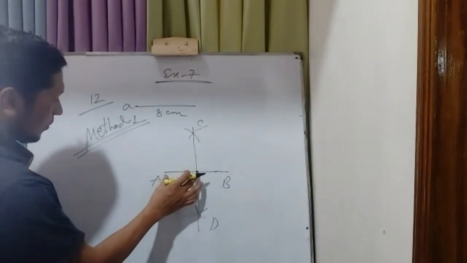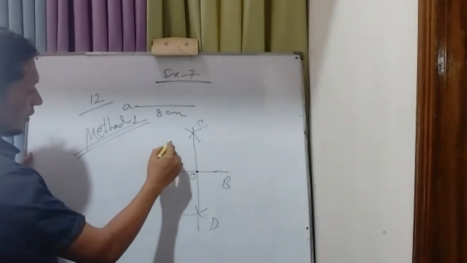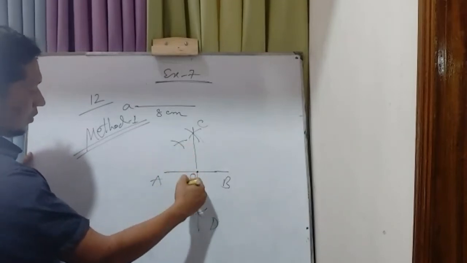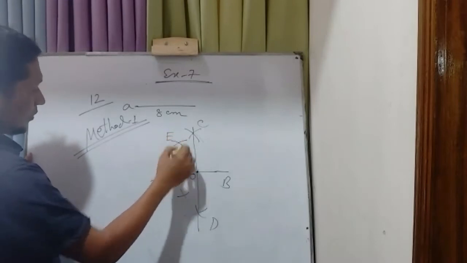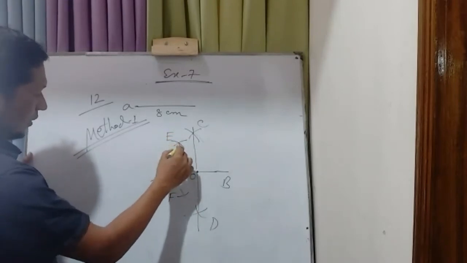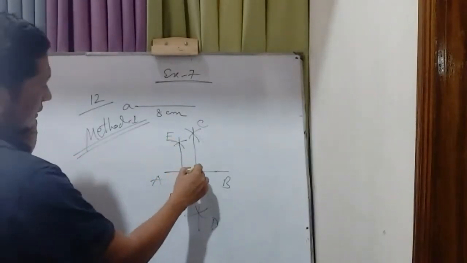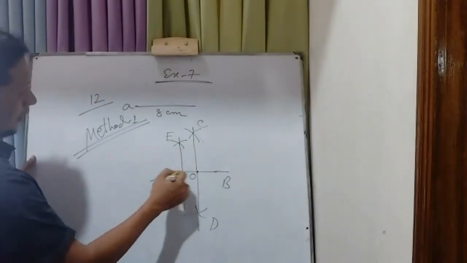So, to bisect AO, what do we have to do? Centering at A and taking radius equal to AO or more than half of AO, we have to draw 2 arcs, meeting at the points, suppose E and F. If we join EF, then we will get a line EF, and EF will be the bisector of OA.